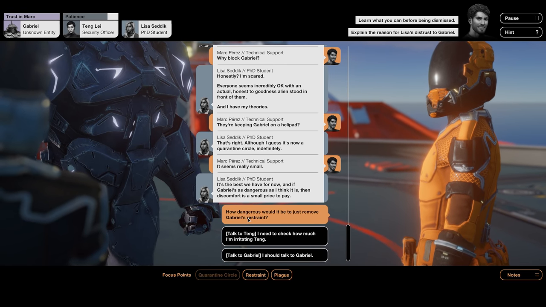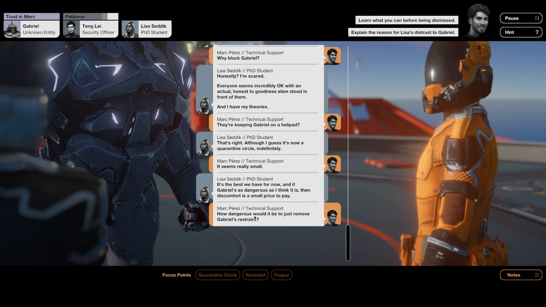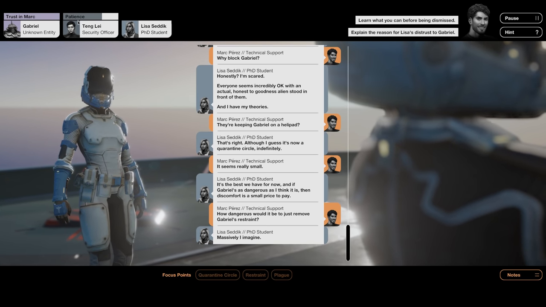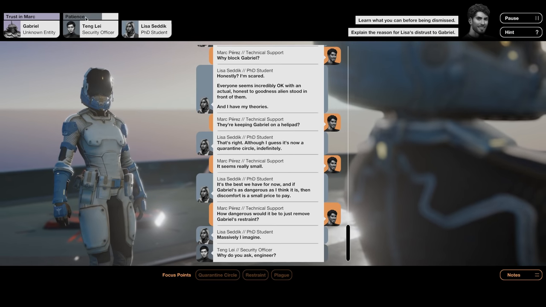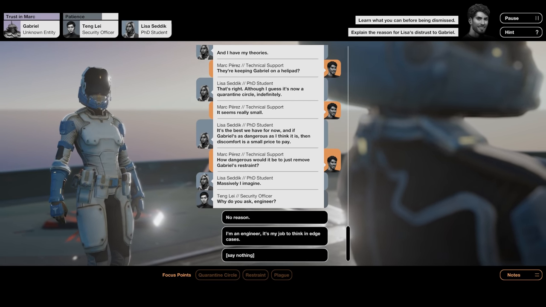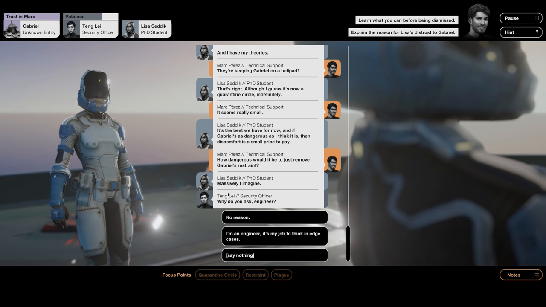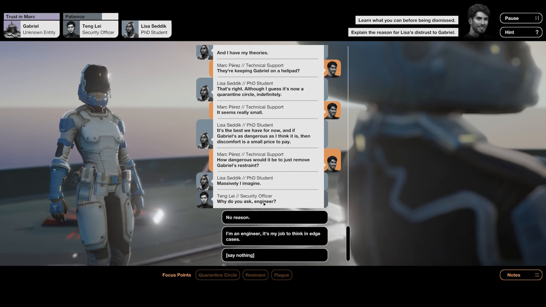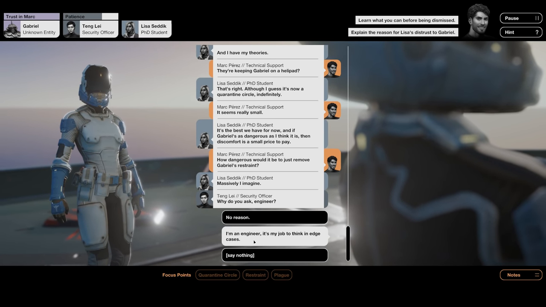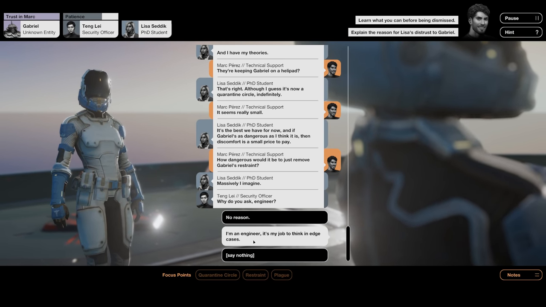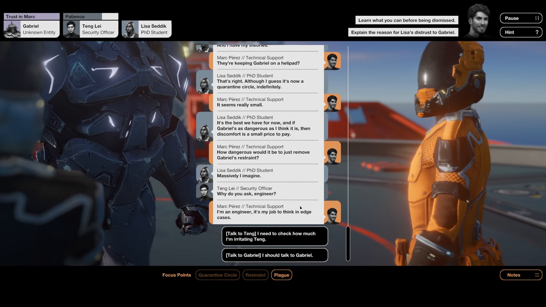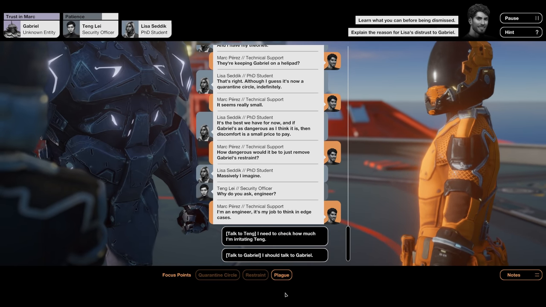How dangerous would it be to just remove Gabriel's restraint? Yeah, Tang Li's patience just went down again, so I'm pretty sure that's a bad thing, but that means I do have a lot of patience to work with, actually. Massively, I imagine. Tang Li, Lei, why do you ask, engineer? I'm an engineer. It's my job to think in edge cases. I guess that satisfied him.